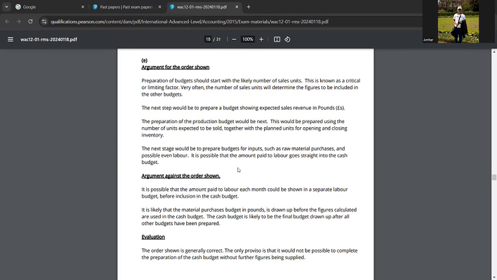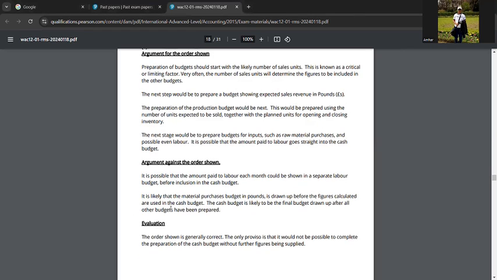Now we'll look at arguments against the order. It is possible that the amount paid to labor each month could be shown in a separate labor budget instead of being included in the cash budget. In this question, when you are doing the answer, you will notice that in the cash budget itself they have included the amount they pay to labor. So they are saying it is wrong; it's better if they show it separately in a labor budget. Did you understand that? Yeah, I understand that.